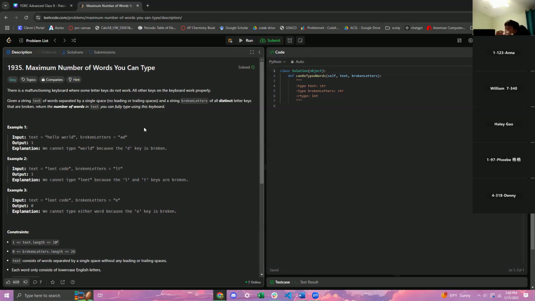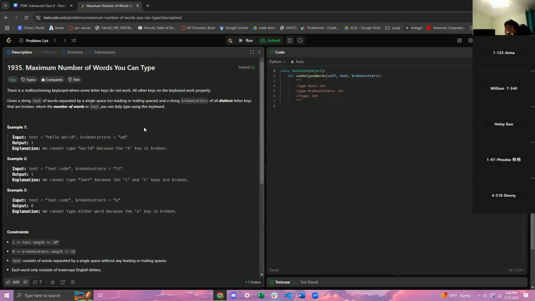I'll say that again. How many words in text can be made without using the letters in broken letters? That is the entire problem statement. You completely understood everything, right? So now hopefully you guys at least understood the solution. I hope you opened the problem. If you didn't open the problem, hopefully that's not the case.